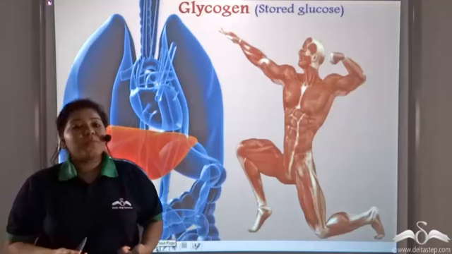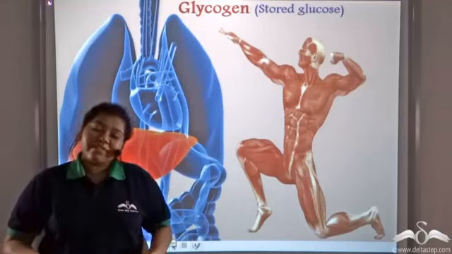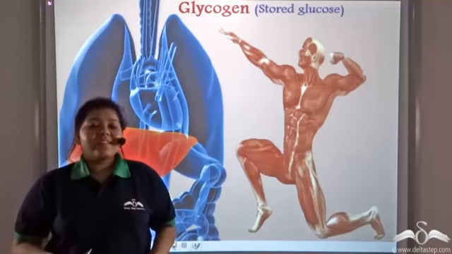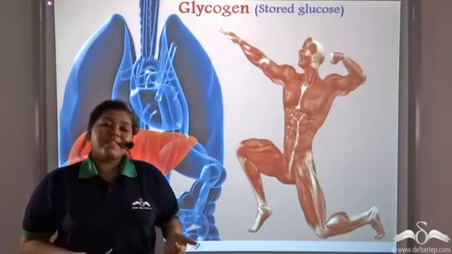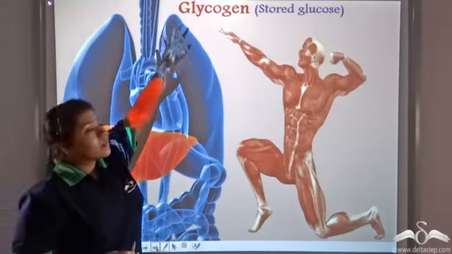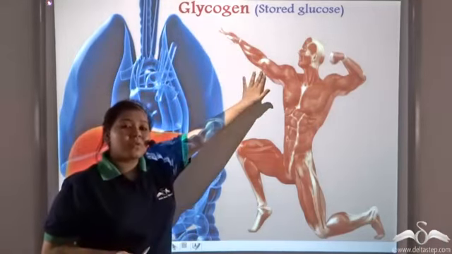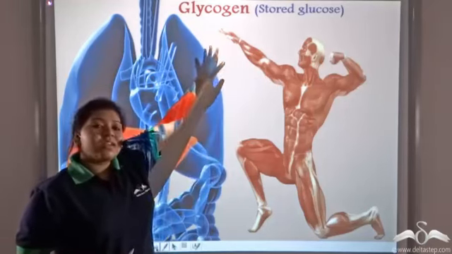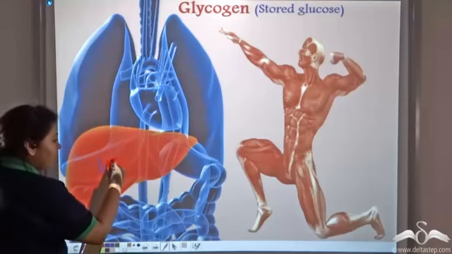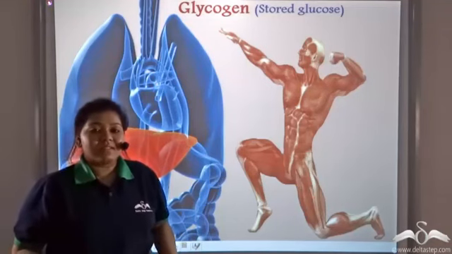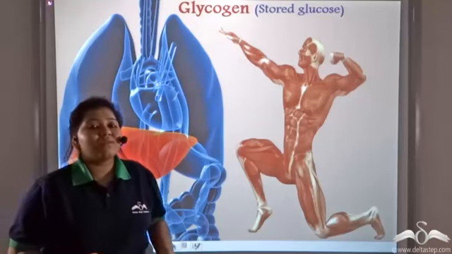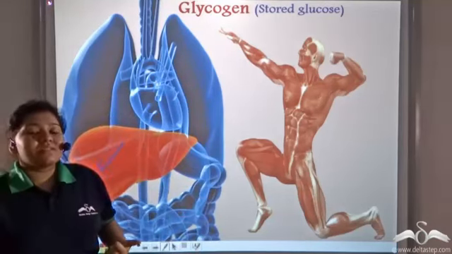Now, do you have carbohydrates before performing every activity? Well, no. When you eat, the excess glucose gets stored in your body in the form of glycogen. So glycogen is stored glucose. So where is the glycogen stored? It is stored in our liver and in our muscles. So excess glucose gets stored in the form of glycogen in our liver and in our muscles.